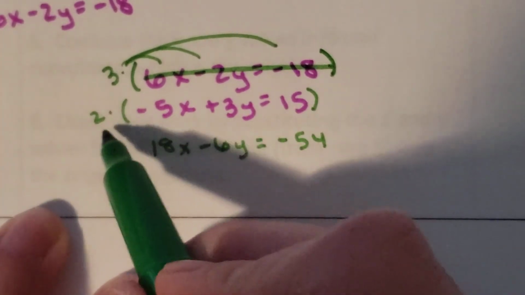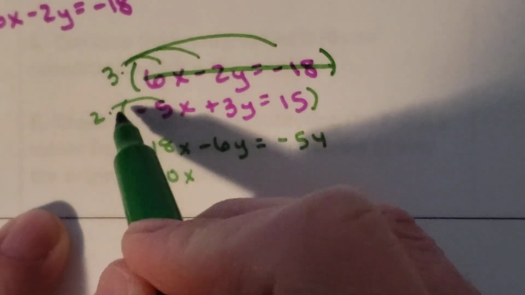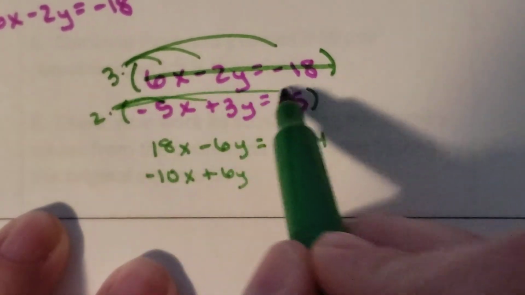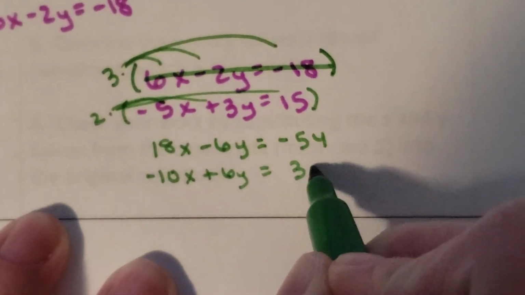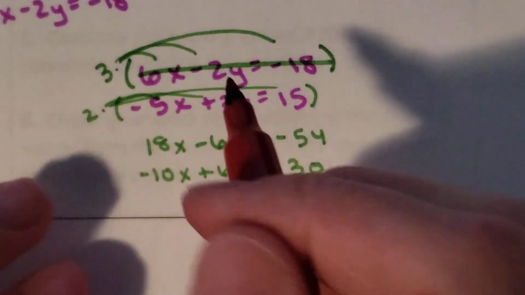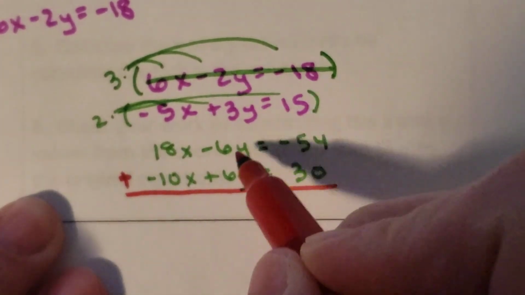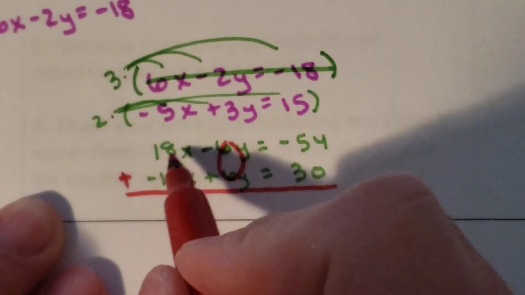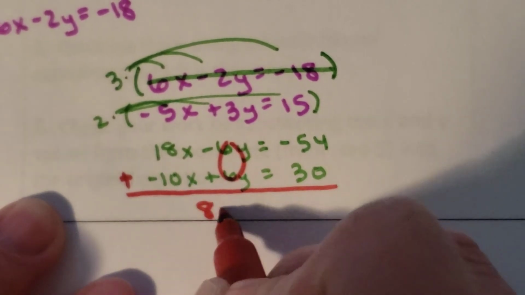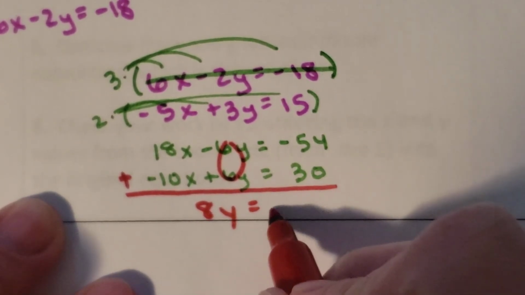And then I repeat. So 2 times negative 5 is negative 10x. 2 times 3y is 6y. 2 times 15 is 30. Great. And now I can add these up to eliminate those y's that are opposites. Negative y and a positive y are nothing. So I'm left with 18 minus 10x is 8x equals negative 54 plus 30 back is negative 24.